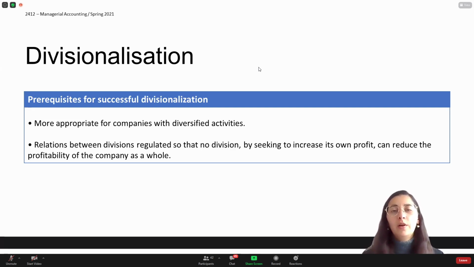divisions know what their role is. We don't want divisions to compete between themselves, right? We want the different divisions to work together for the organization as a whole. So there needs to be a clear strategy, a clear map of where the organization is going forward. Every manager should be aware of this and should be working towards the common goal of the organization. So this is important when considering divisionalization.